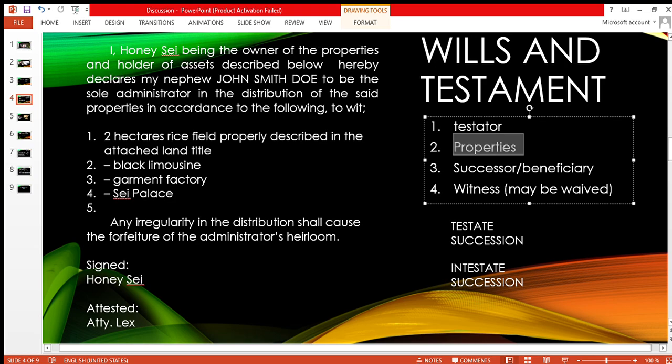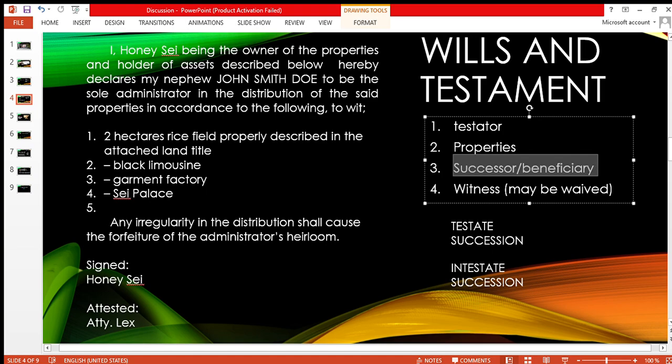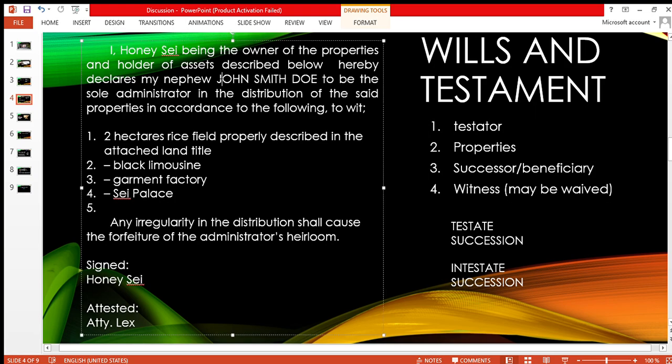However, there is no mention as to who will get each property. There was no statement of a beneficiary and successor. Her nephew, John Smith Doe, is only being assigned by the testator as the sole administrator. Sole administrator is not the same as a sole heir. Ang administrador ng properties niya ay hindi pareho sa tinatawag nating tagapagmana. In fact, if you're going to read the context of this example, John Smith Doe was not even given a cent.